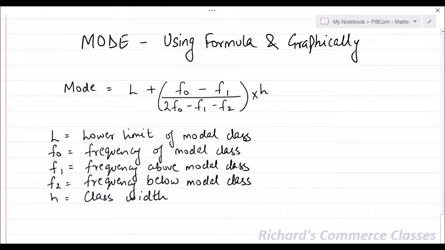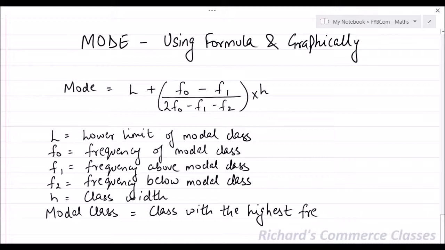Now the modal class is the class with the highest frequency. Let us take an example to see how the formula works.